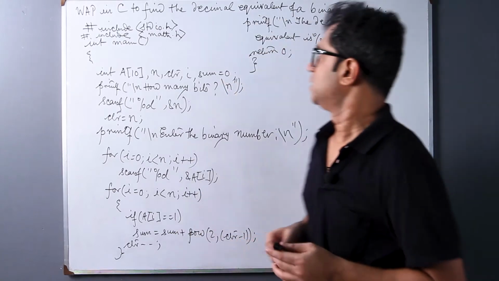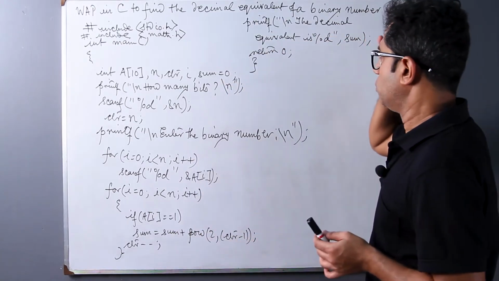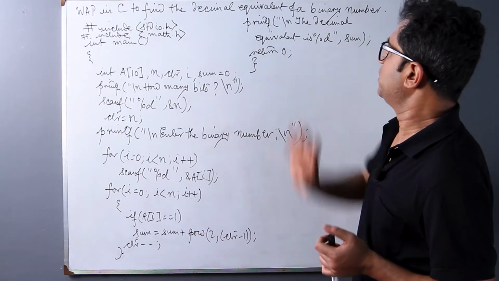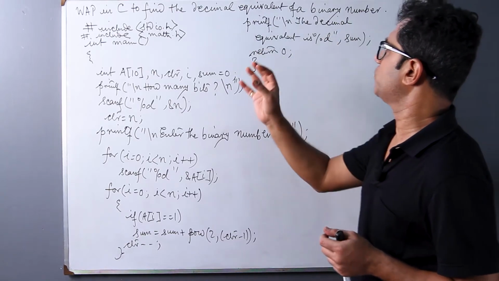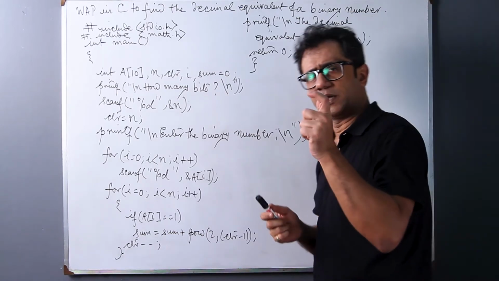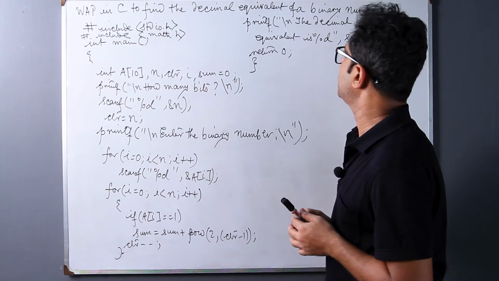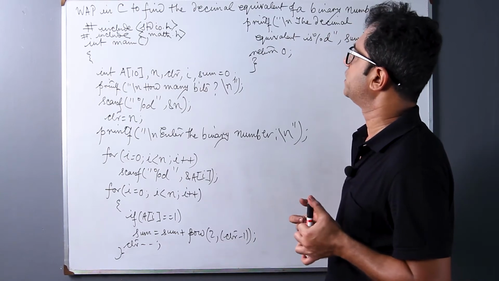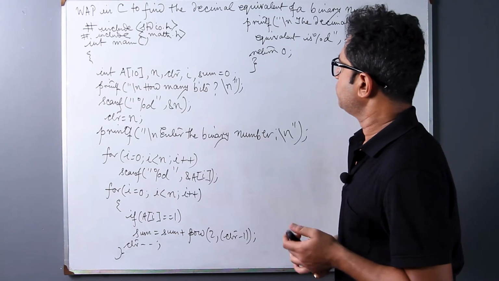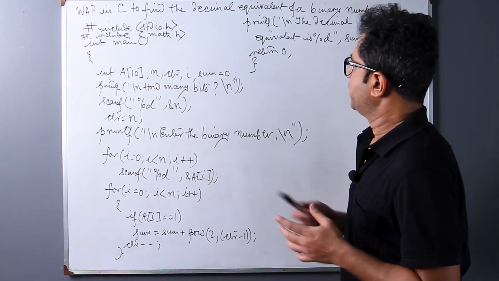Hello friends, now we are going to describe a program which converts a binary number to its decimal equivalent. That is, the user will supply a binary number in the form of some bits containing ones and zeros, and that will be converted into its decimal equivalent. So this is the program which I have written on the board. I will just explain it to you.